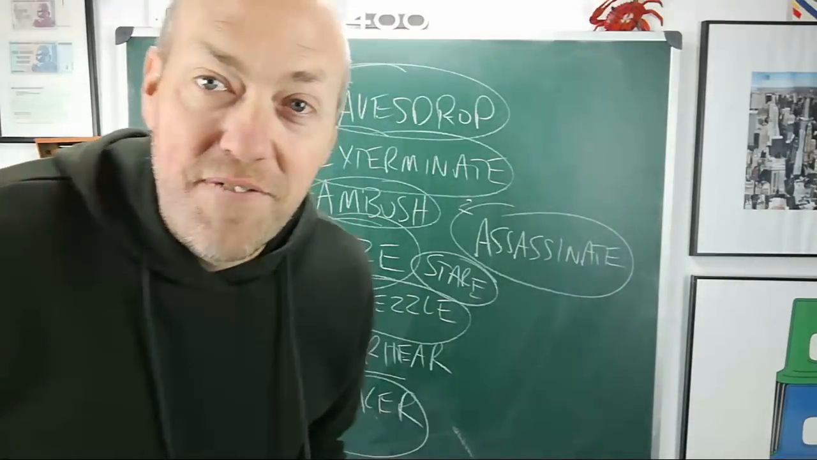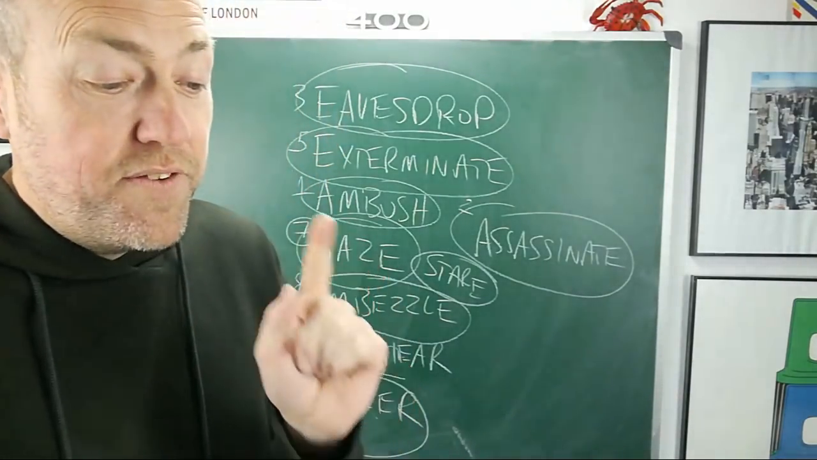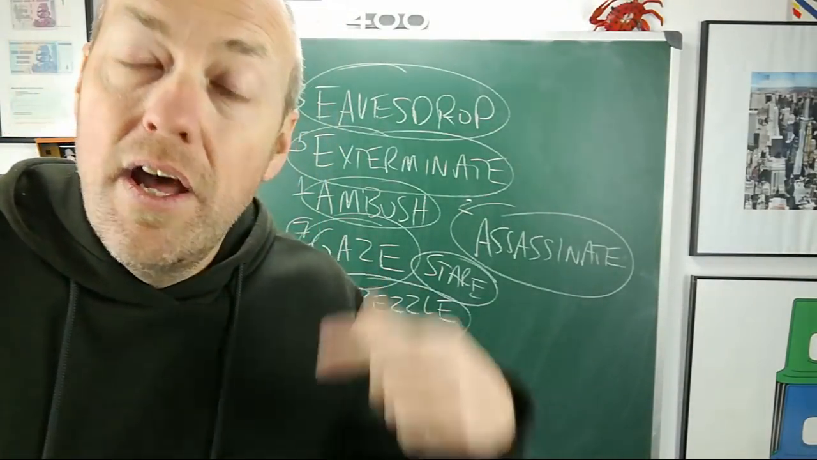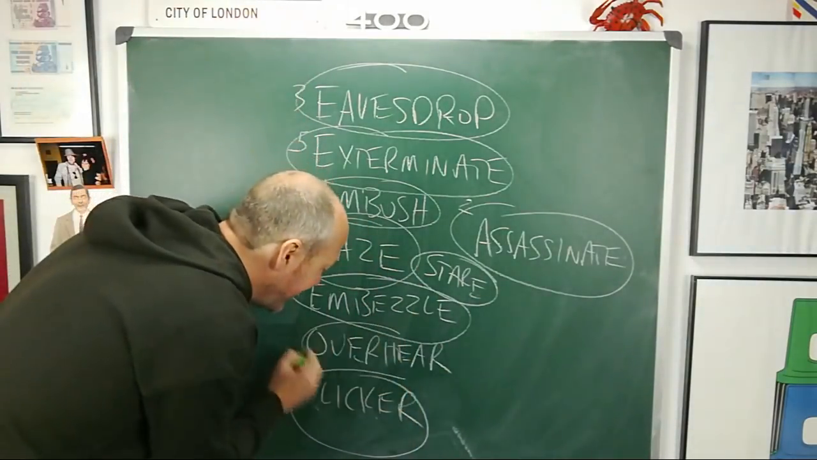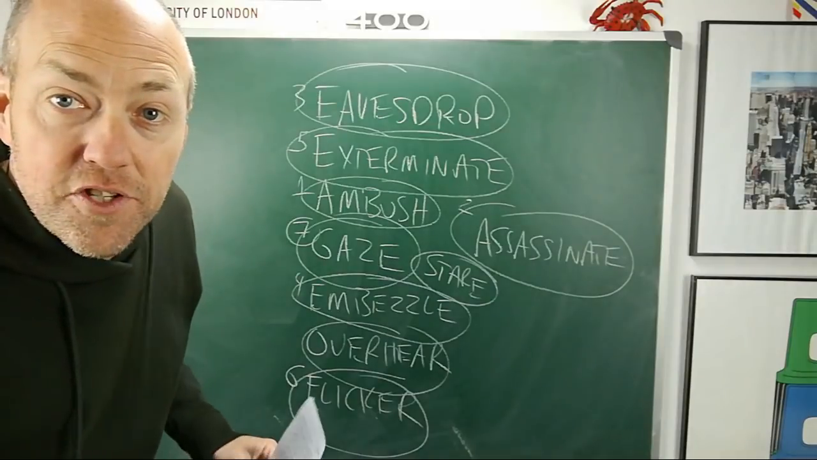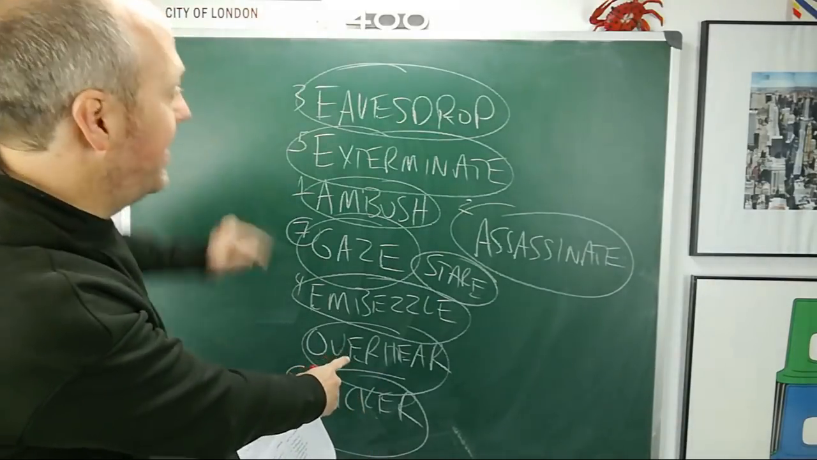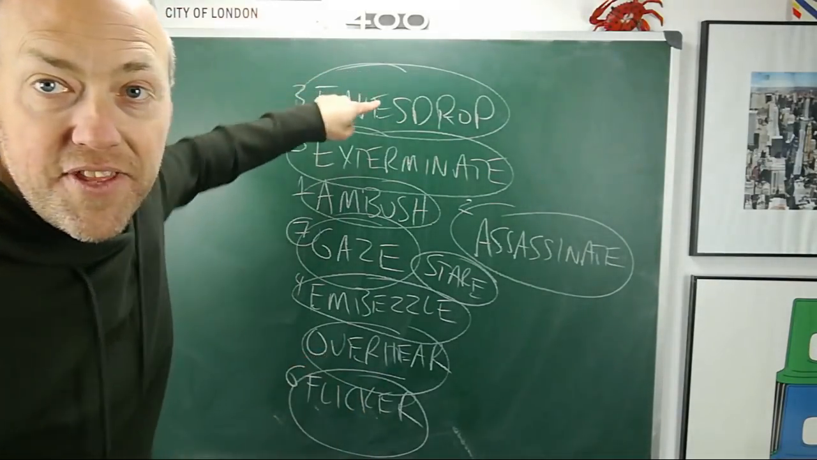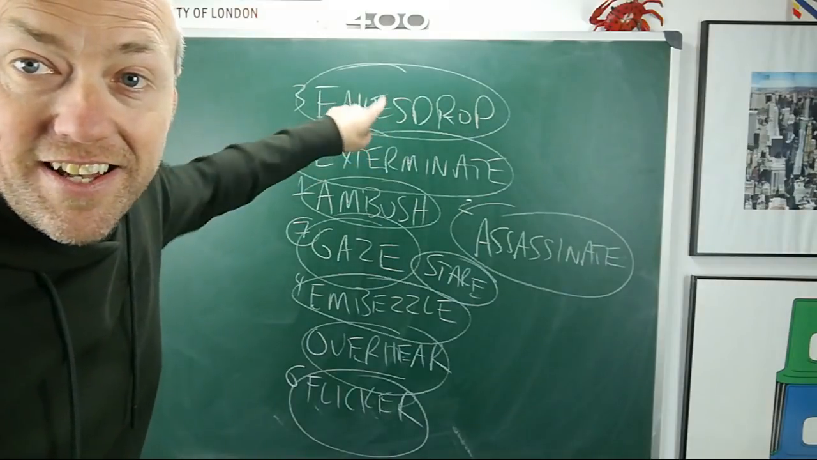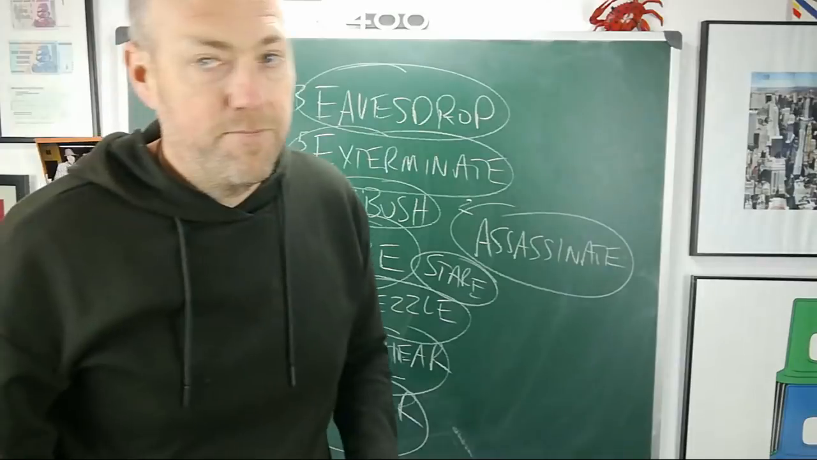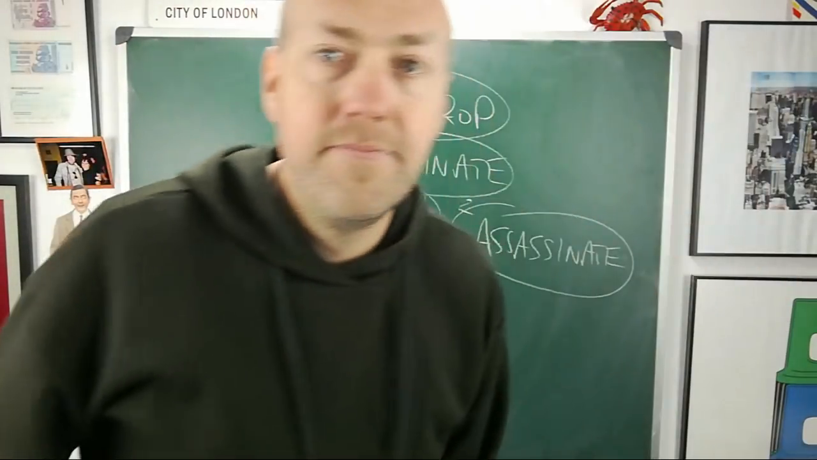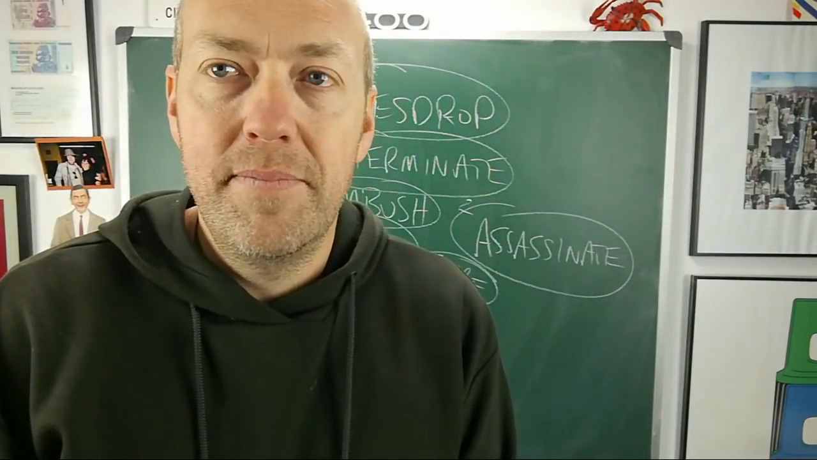And the final definition is to hear a private conversation by accident. So that's the difference between over here and eavesdrop. This is on purpose, deliberately, and this is an accident. Okay? An accident. So there you go.